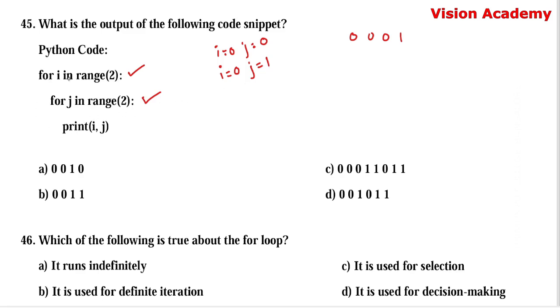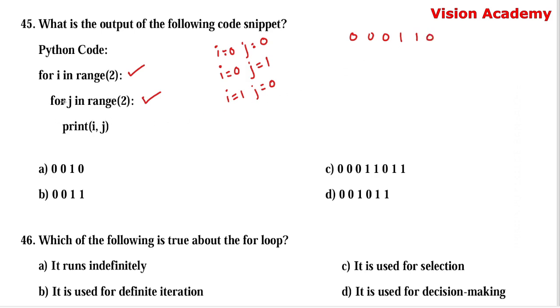So control transfers to outer for loop by incrementing the value of I by 1. Now I value is 1. Now j value is 0. Again it starts from 0. So we are going to print the value of I and j. Now it is 1 and 0.